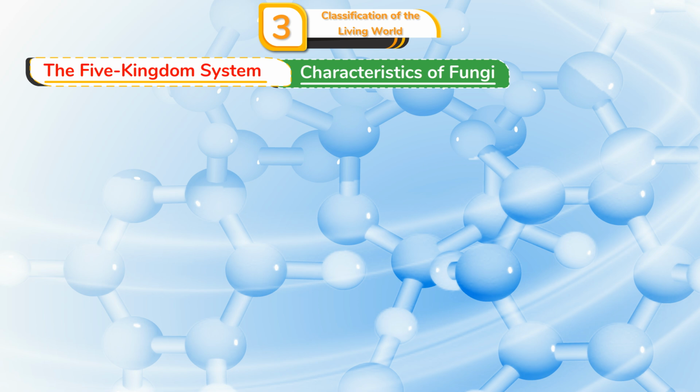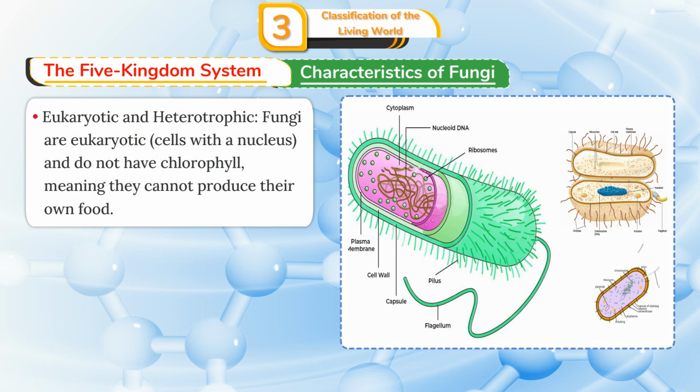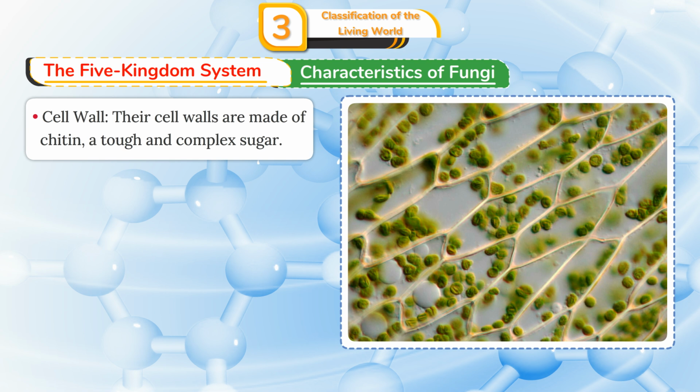Characteristics of fungi. Eukaryotic and heterotrophic. Fungi are eukaryotic cells with a nucleus and do not have chlorophyll, meaning they cannot produce their own food. Cell wall. Their cell walls are made of chitin, a tough and complex sugar.